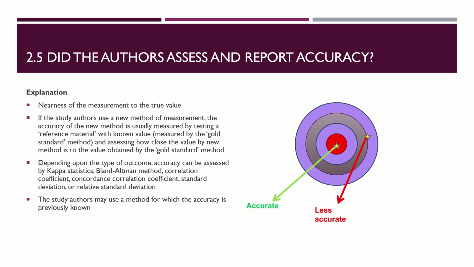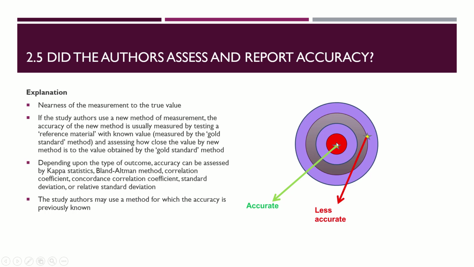Okay, now we go to some measurement error issues. And one type of measurement error is accuracy. Now, signaling question 2.5 asks, did the authors assess and report accuracy? Now, what is accuracy? Accuracy is the nearness of a measurement to the true value. Now, pretend that this is a shooting range and this is the shooting target. And in the shooting target, you have what's called a bullseye. That's the center of the target.